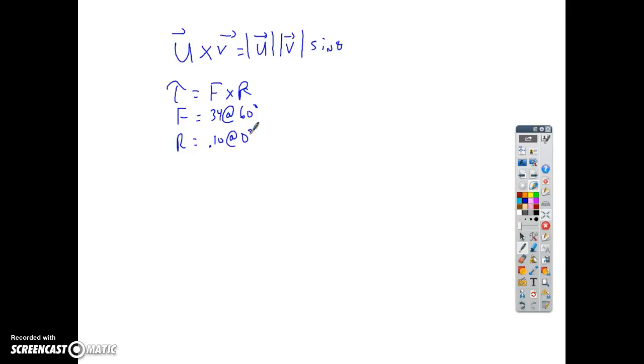Torque equals F cross R. So I use my same formula. The magnitude of the first, magnitude of force, is therefore 34, right? Magnitude of the second, 0.1. Sine the angle between them. What's the angle between 0 and 60 degrees? 60 degrees. Put that in my calculator: 34 times 0.1 times sine of 60 degrees, and I get 2.94.